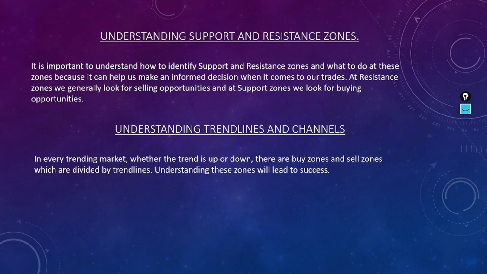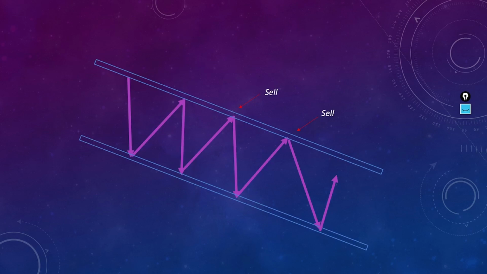Understanding trend lines and channels. In every trending market, whether the trend is up or down, there are buy zones and sell zones, which are divided by trend lines. Understanding these trend lines will lead to success. Generally, in a trend line, they're saying for downward trends, right? Let's pretend, all right, this is a channel, yes, but it's, like I said, represented by two downward trend lines or two upward trend lines.